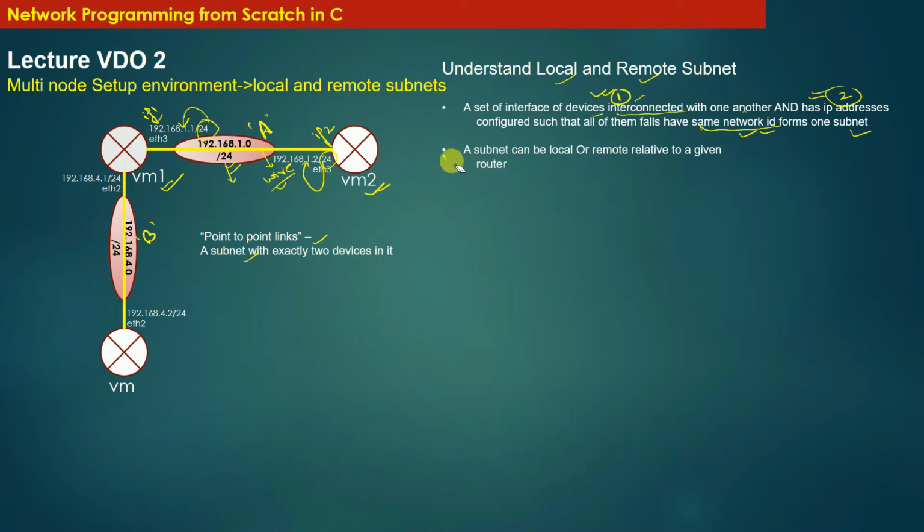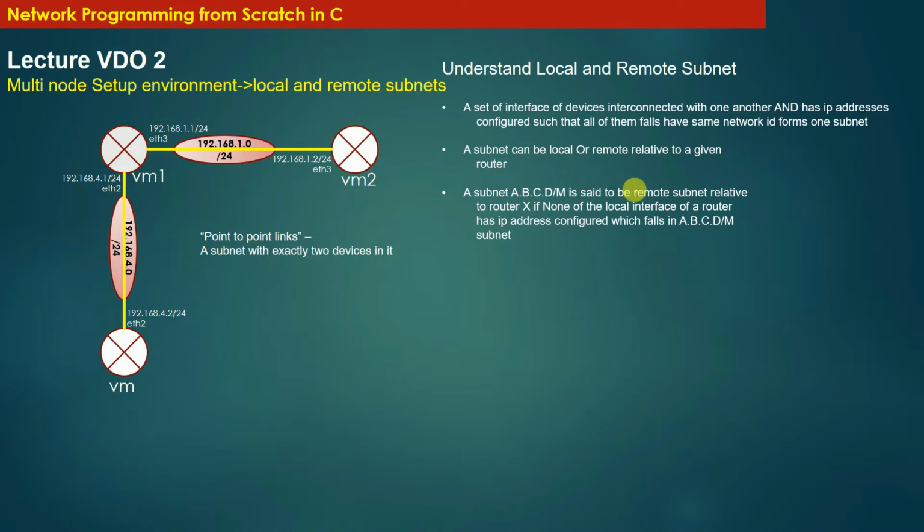Now, going forward, a subnet can be local or remote, but relative to a given router. So no subnet is absolutely local or remote. Every subnet is either local or remote relative to a given router. Let us try to understand what this means.